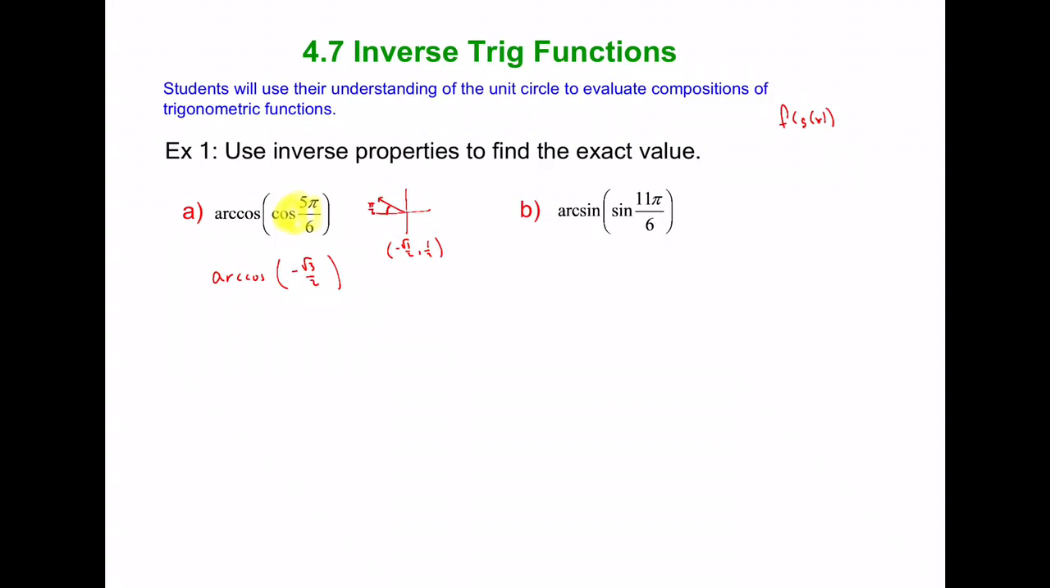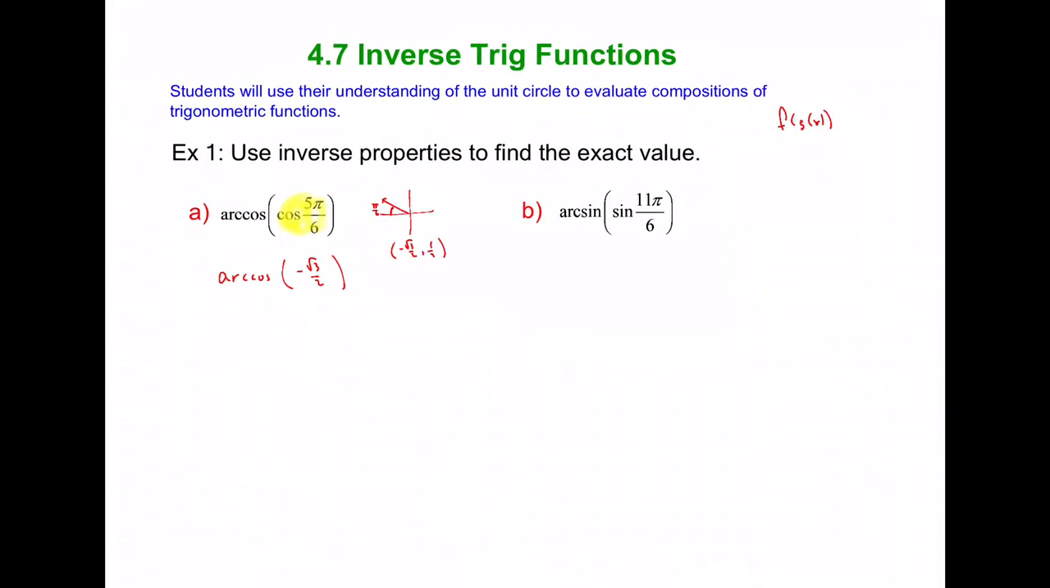So remember, now we're looking for the angle measure that gives us that ratio of negative square root of 3 over 2. So you've got to think about your range for arc cosine, and that is from 0 to pi. And since it's negative square root of 3 over 2, you're actually right back where you were when you did cosine of 5 pi over 6. So this is equal to 5 pi over 6. So arc cosine of cosine of 5 pi over 6 is equal to 5 pi over 6.